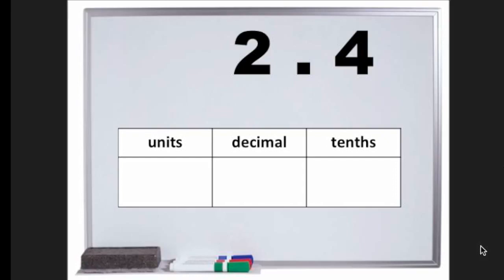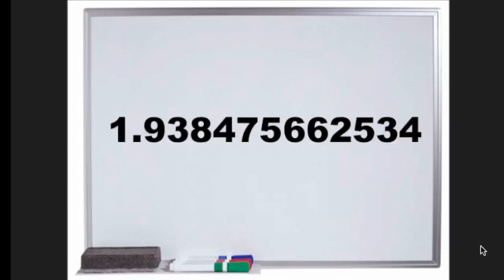Another way to show how many of something we have is using a place value table. We have 2 units, and so we write 2 in the units column. The decimal goes in the decimal column, and I wonder if you can guess what goes in the tenths column. That's right, it's a 4 because we have 4 tenths. After the decimal, the further away from the point, the smaller the number.